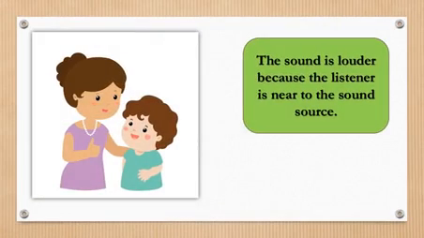Let's continue. Now, kids, look at this picture. The mom is talking to her son. What is their distance? Is it far or near? Okay, it is near. So the sound is louder because the listener is near to the sound source. This time, the son is the listener and the sound source is the mom because the mom talks. Since the distance is near, the sound is louder, or the listener can hear the sound loudly.